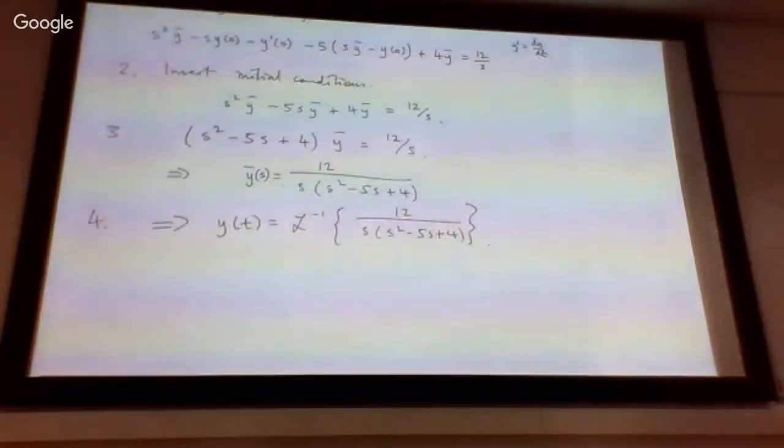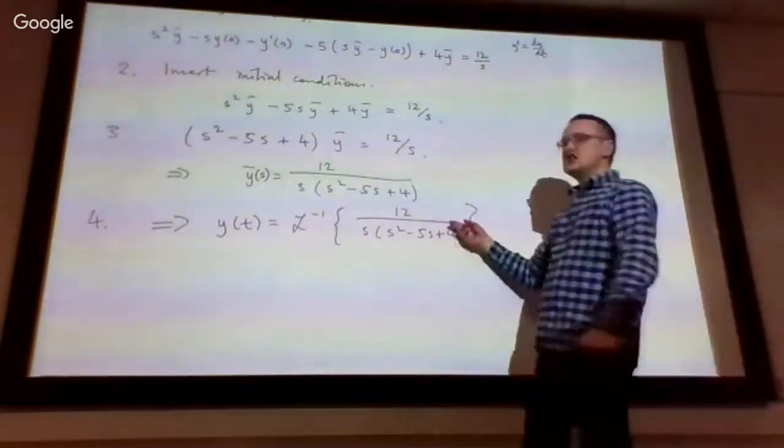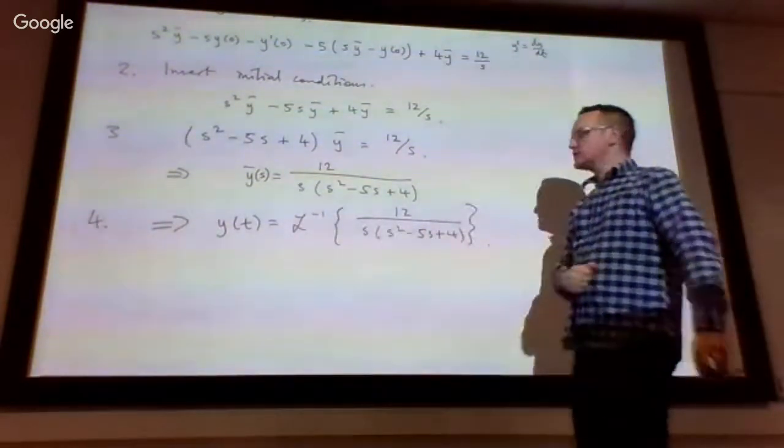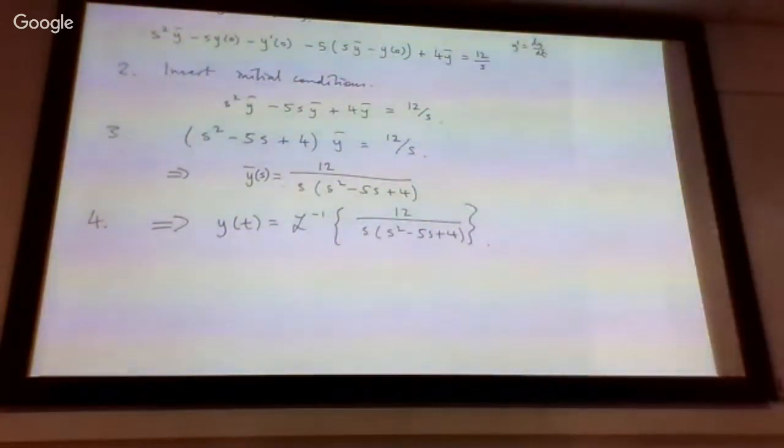Okay, so once we can figure out what this is, and it'll be a function of t, so it's an inverse transform of a function of s, that will be our solution to the original ODE. So our first instinct is to go to the table of transforms and look for this function on the table of transforms.